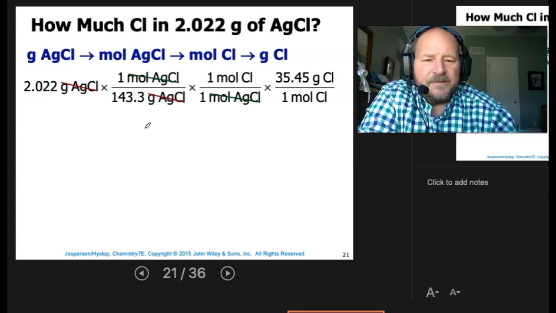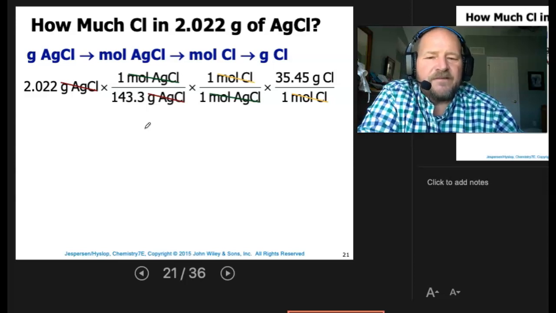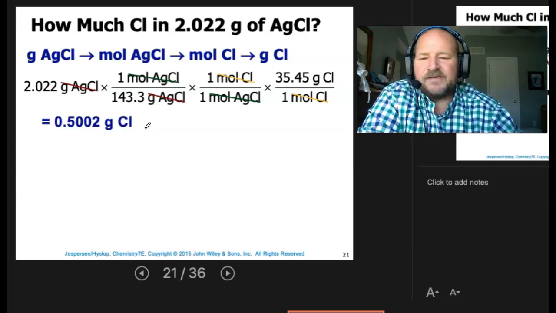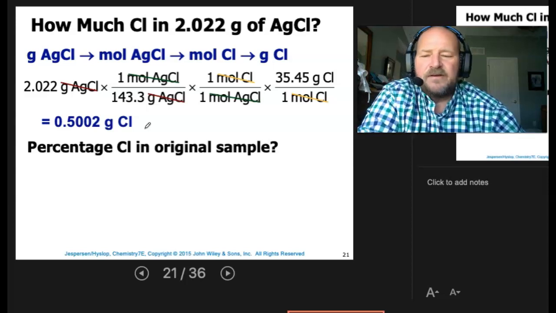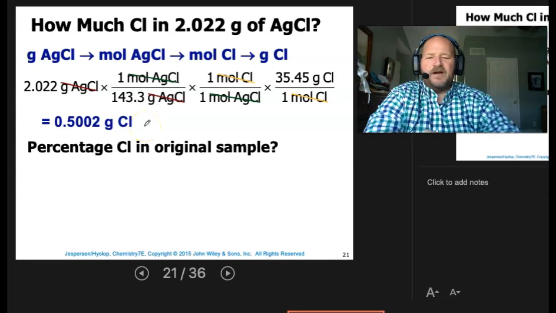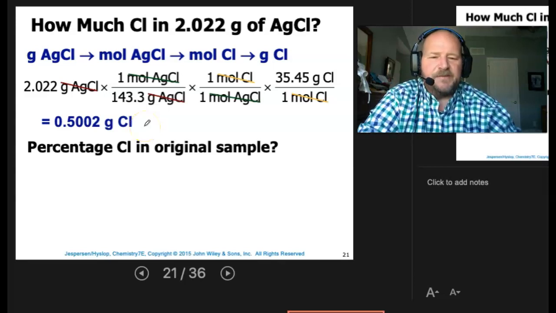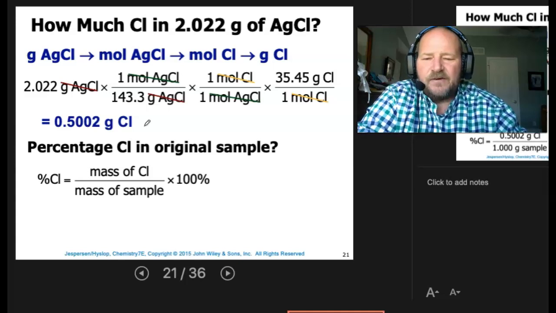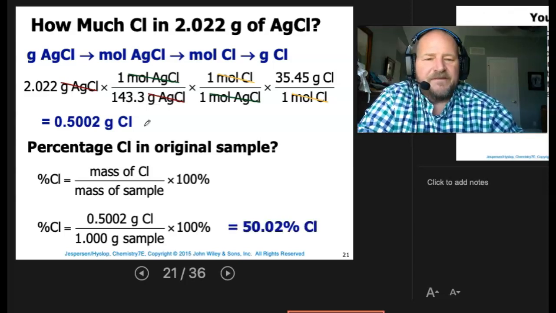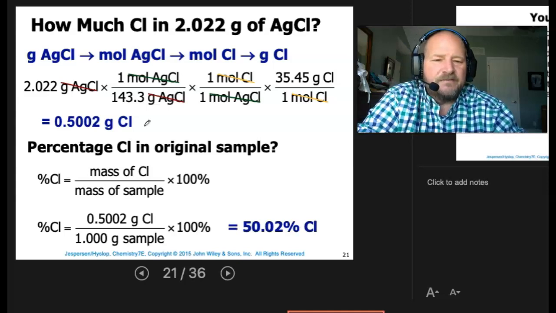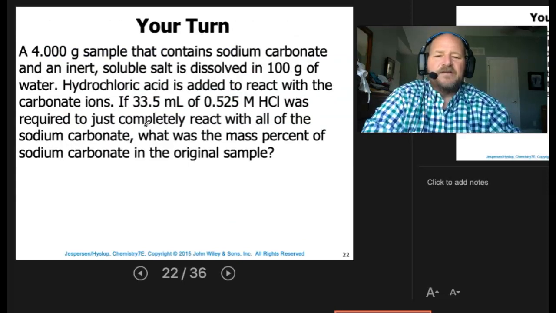Then we'll go back to our handy dandy periodic table. It's 35.45 grams of chlorine for every mole of chlorine. So that tells us that we have 0.5002 grams of chloride. Remember that the question was how much chloride percentage in the original sample. So we'll do mass of chlorine over mass of sample. We're going to take 0.5002 grams, divide by 1, times 100%, and we get 50.02% chloride. All right, your turn.